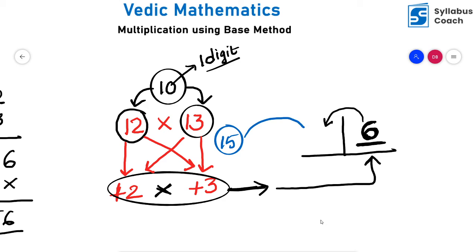So write this number here, which is 15. So the answer is 156, right? I'm repeating this again, students. You can either take 13 plus 2 or you can take 12 plus 3. Anything is fine. You just take one number like that and that would be 15, and then it's 156, isn't it? That's the answer for this question, students.